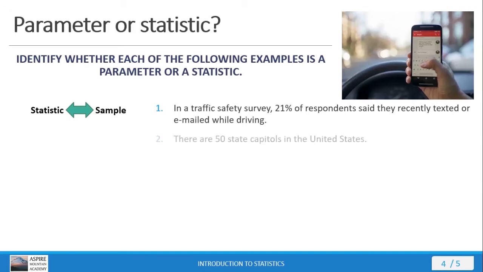Here's the next example. There are 50 state capitals in the United States. Is this a parameter or a statistic? Again, I'll give you a few seconds.